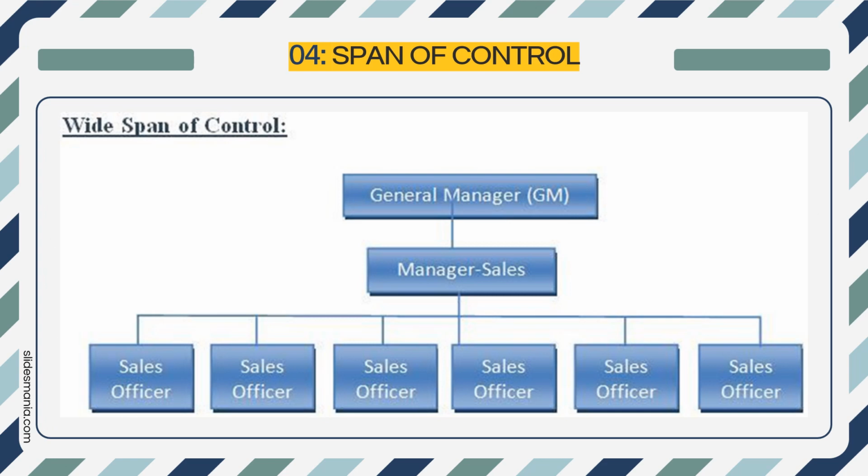Here's an example of span of control in a business company. So we have wide span of control. So sa top, meron tayong general manager. Then second is manager sales. And sa baba ng manager sales, meron tayong mga sales officers.